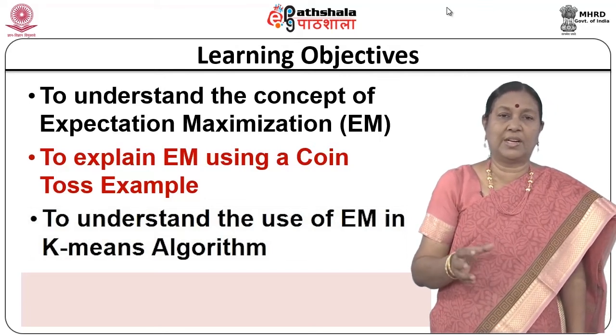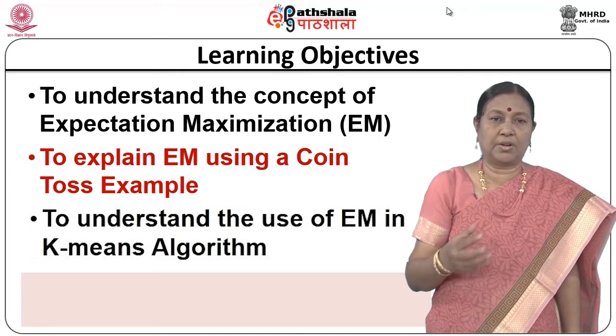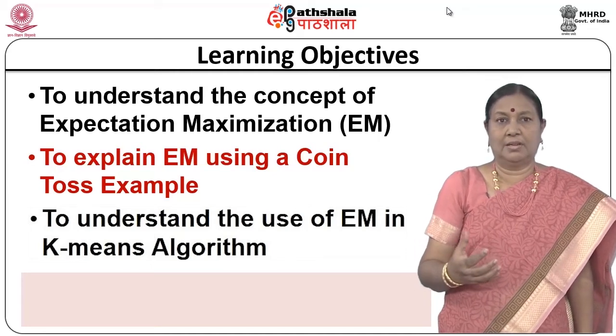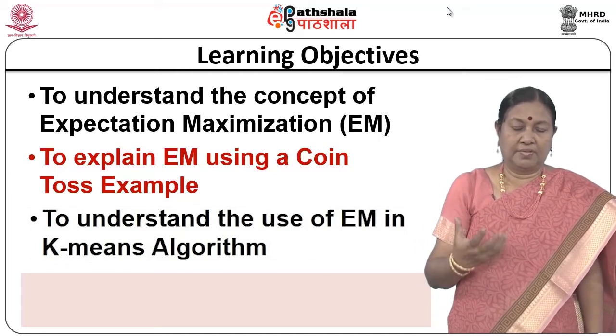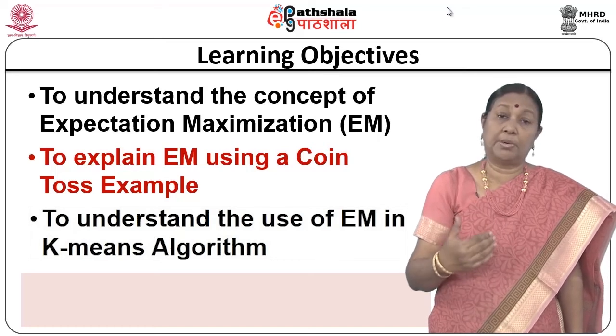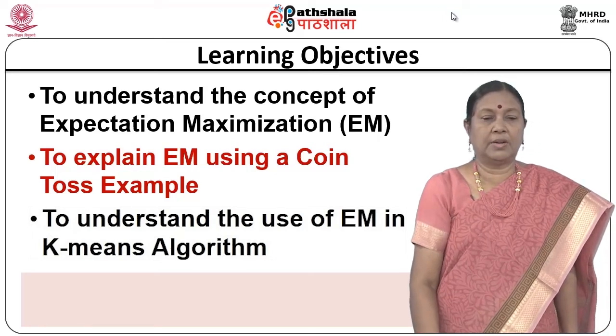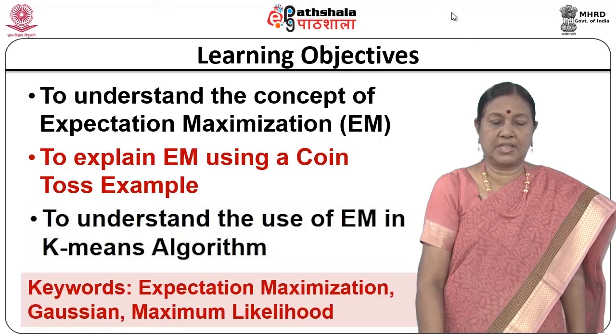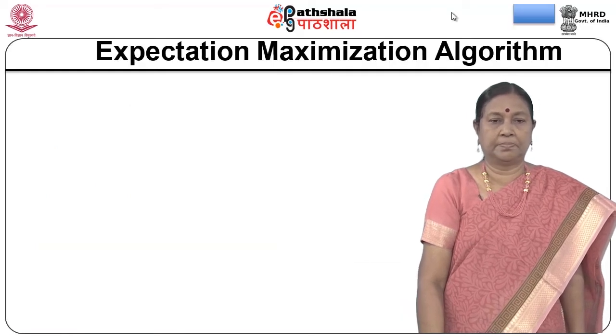Initially you are going to take a very simple example and explain it without the use of Gaussian, normal probability function, only probability, but in the second we are going to use a probability distribution function. So, the key words here are expectation, maximization, Gaussian, maximum likelihood.